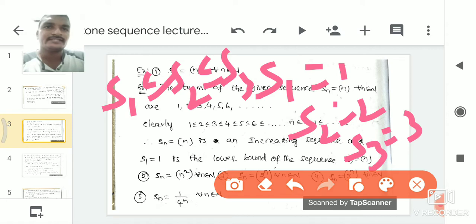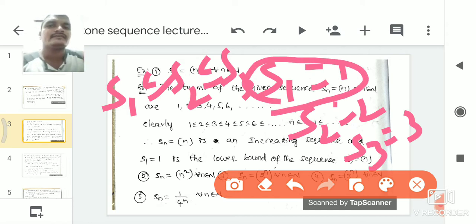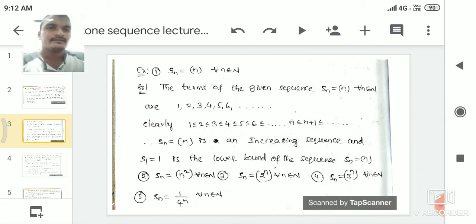So whenever a sequence satisfies this condition, we say that the sequence is an increasing sequence. We say that the given sequence is increasing, and S1 is equal to 1 is the lower bound of the sequence. And also we say that the given sequence is a bounded below sequence. Okay. And similarly you can do the second, third, fourth and fifth problems.